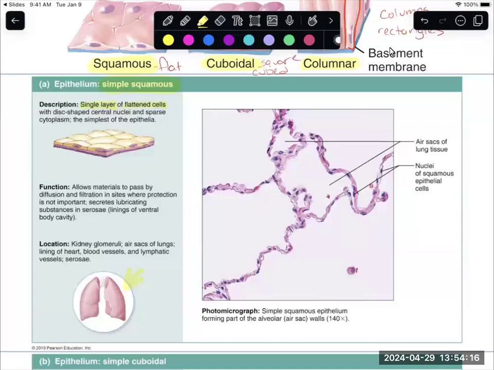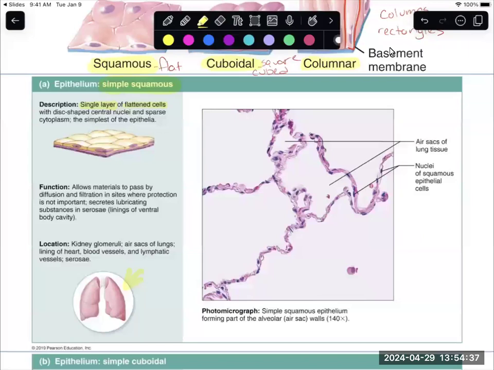Your blood vessels, the inside layer of your blood vessels has this simple squamous. Most of those serosa we talked about from lab 1, those are those simple squamous. Your kidneys, where you filter out waste products from your blood, those are simple squamous.